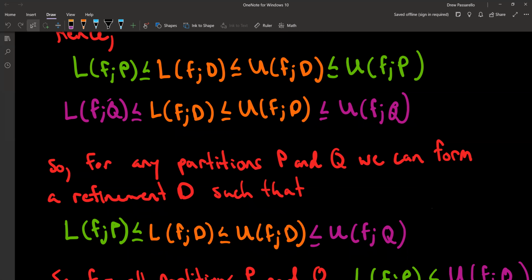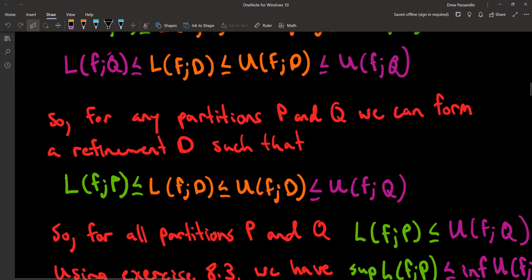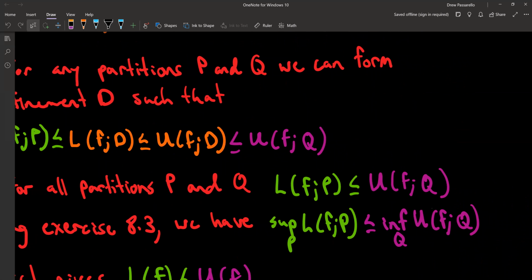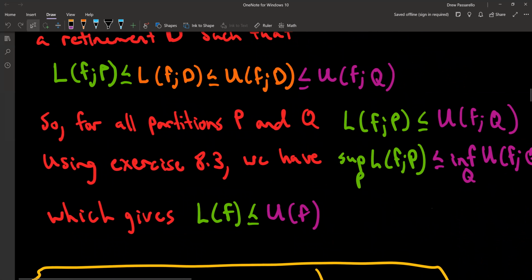So in other words, the lower sum with P is less than or equal to the lower sum with D, which is less than or equal to the upper sum with D, and that's less than or equal to the upper sum with Q for any partitions P and Q. So for all partitions P and Q, the lower sum of P is always less than or equal to the upper sum with Q. Using exercise 8.3, since all elements of the lower sums are less than or equal to all elements of the upper sums, the supremum of the lower sums over all partitions P is less than or equal to the infimum of the upper sums over all partitions Q. Well, that's the same thing as just saying L of F is less than or equal to U of F.